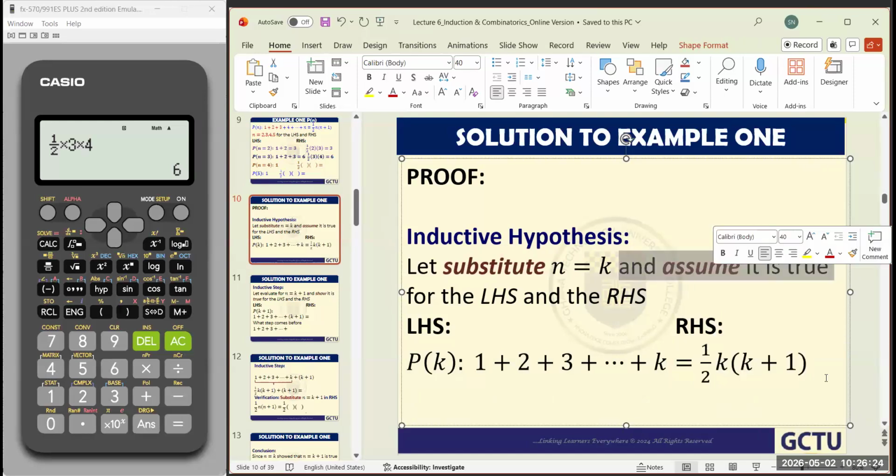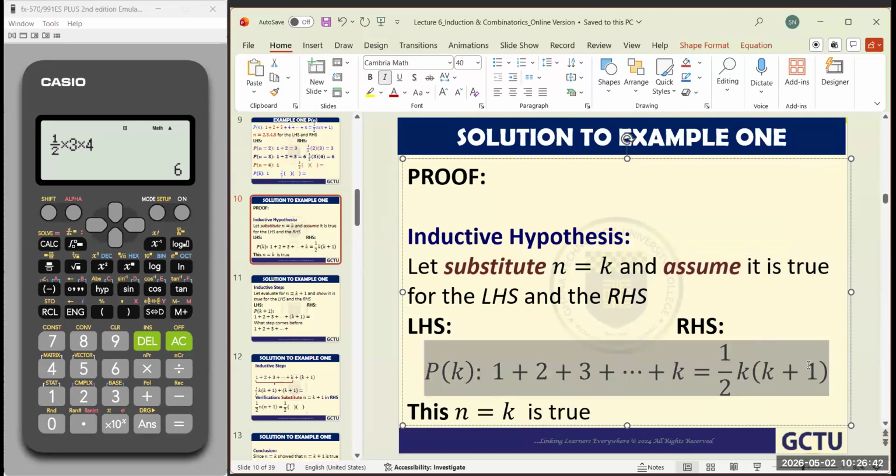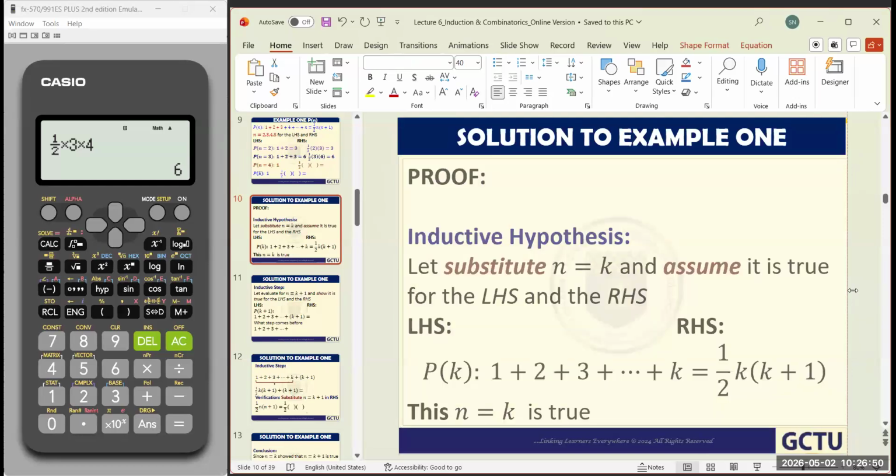You will write by the statement that I'm assuming that this statement, N is equal to K, is true. So if it is true, anywhere I see this value, I can come and use the result to work. It's a very important step. If you don't make this statement, we cannot go forward. We call this assumption step.